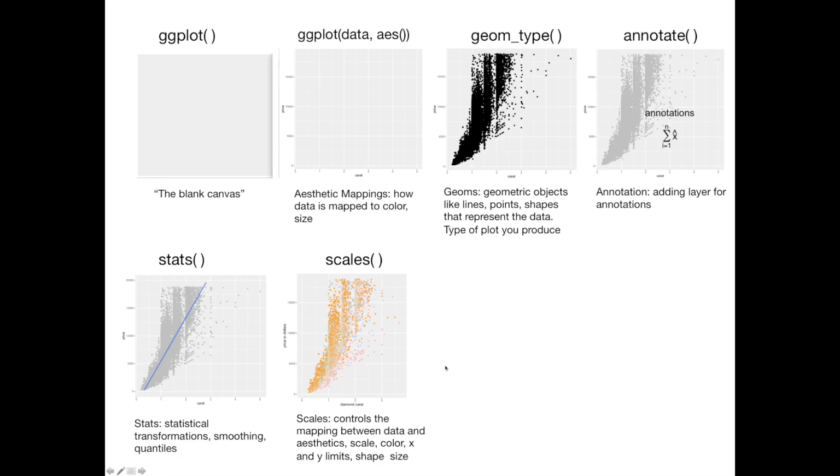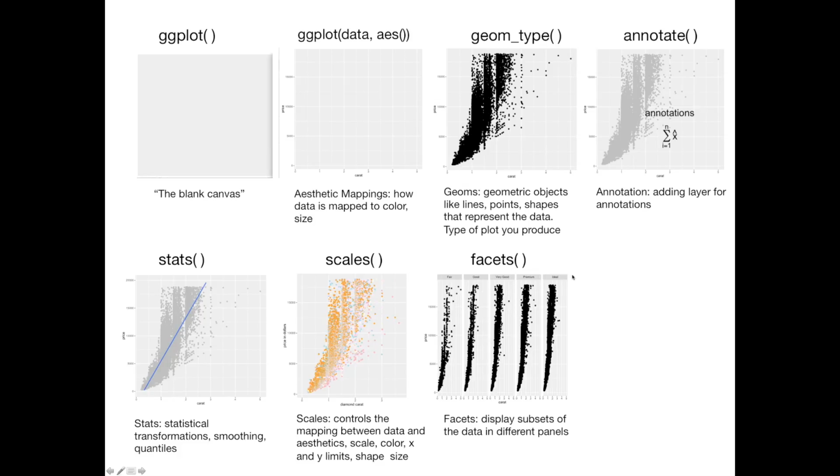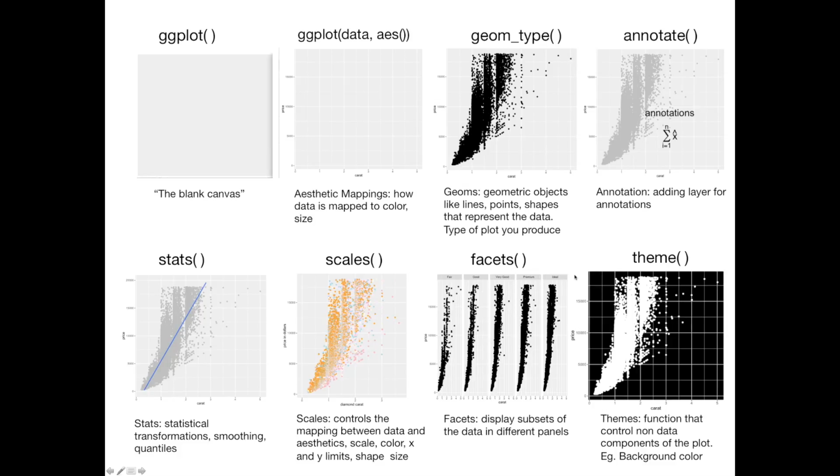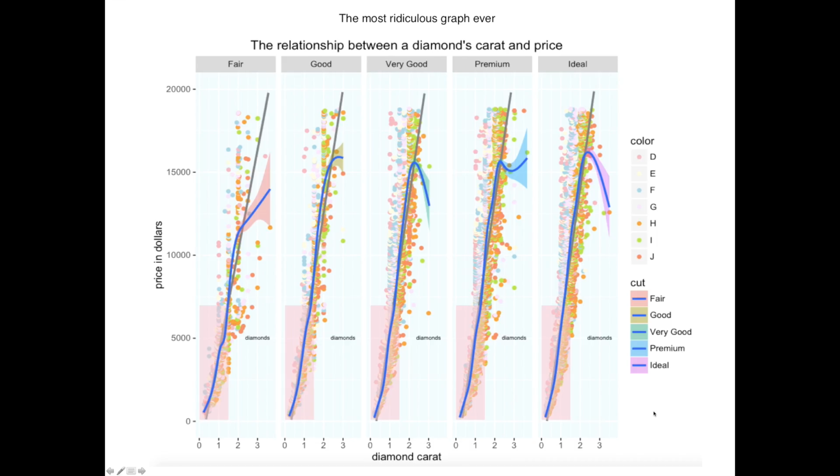And we can add a layer that creates facets. And we can change the non-data components of the plot using a theme. So this would include changing the background color or the color and font of your axis labels. So here's a really ridiculous looking graph where we've added every single type of layer possible.